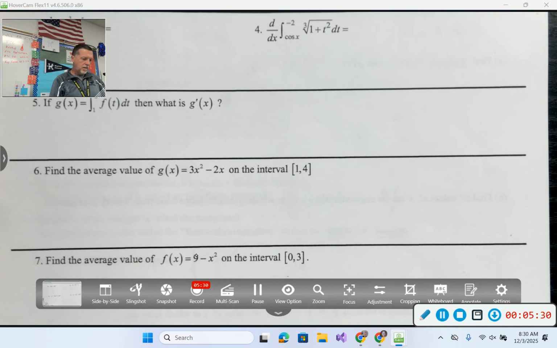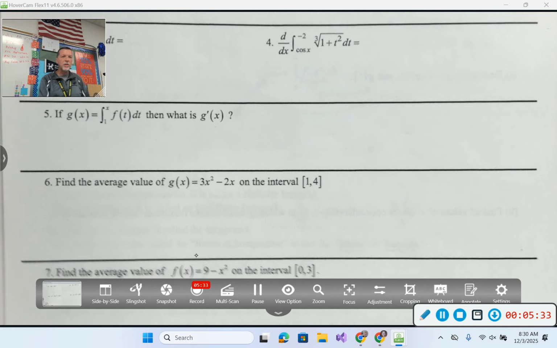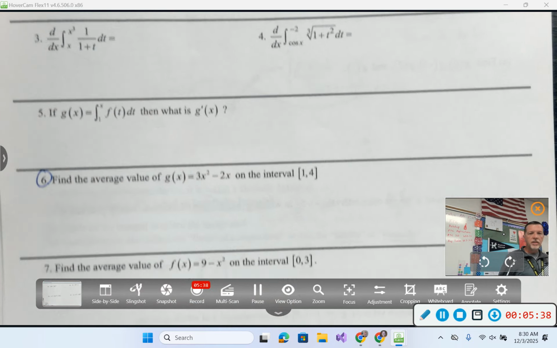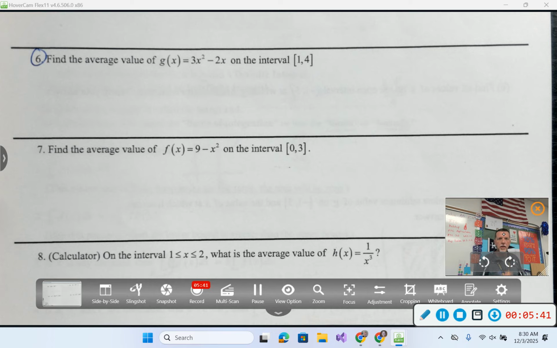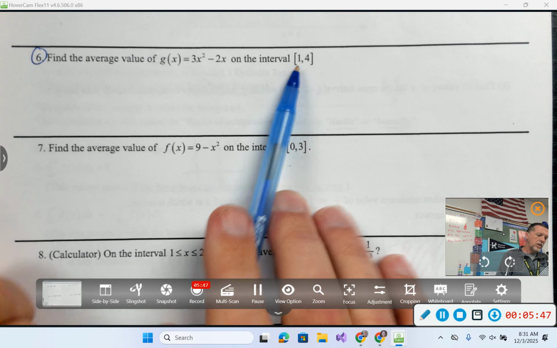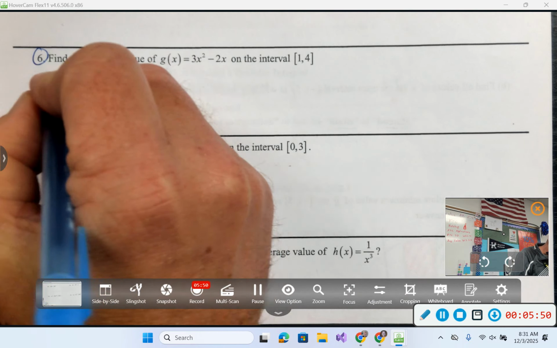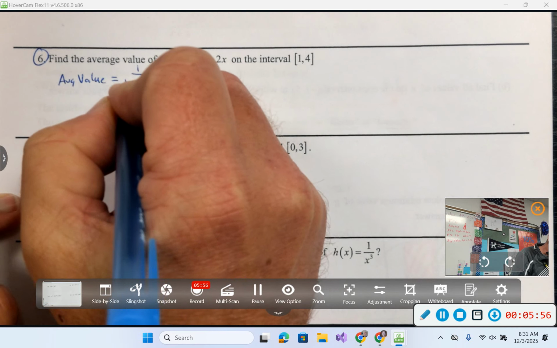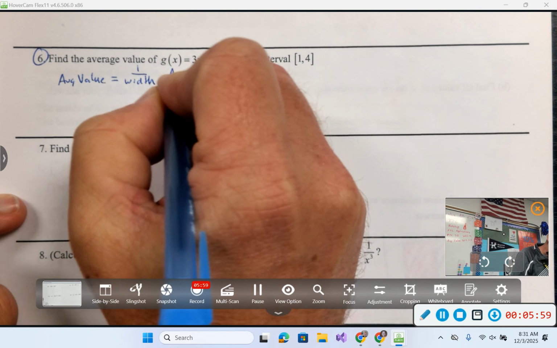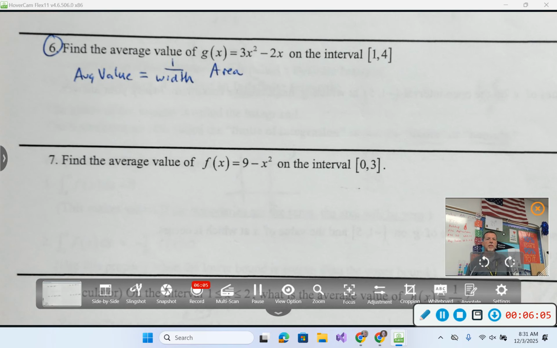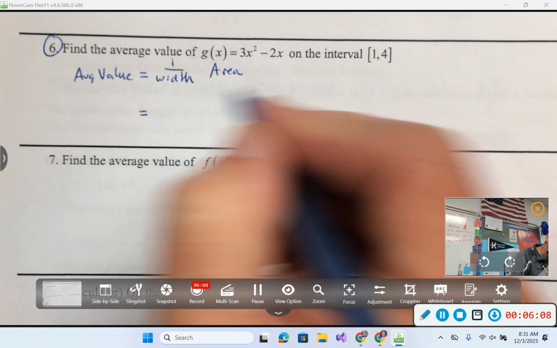Okay, let's do some together. By the way, 1 through 5 are problems from yesterday, so we can skip past those. Let's jump to number 6. Find the average value of 3x squared minus 2x on the interval 1 to 4. Okay. So average value, I'm even going to start with my word equation because this is how I remember it. 1 over the width times the area.